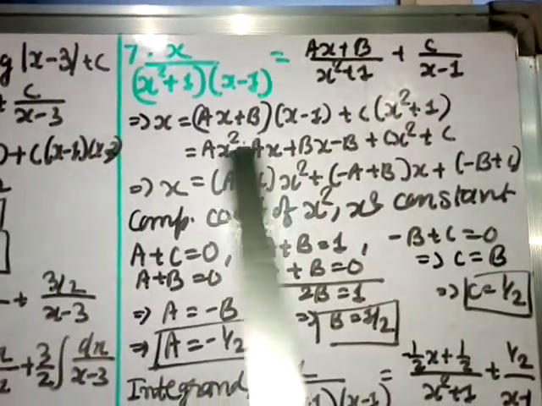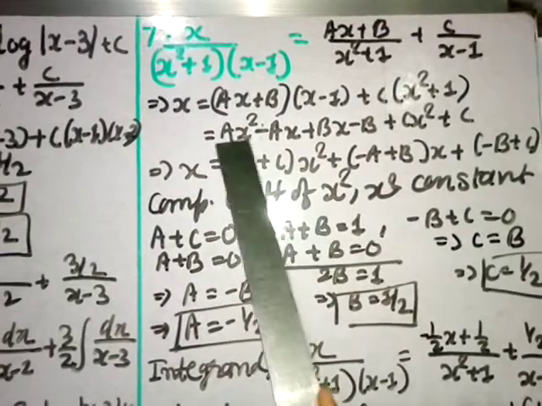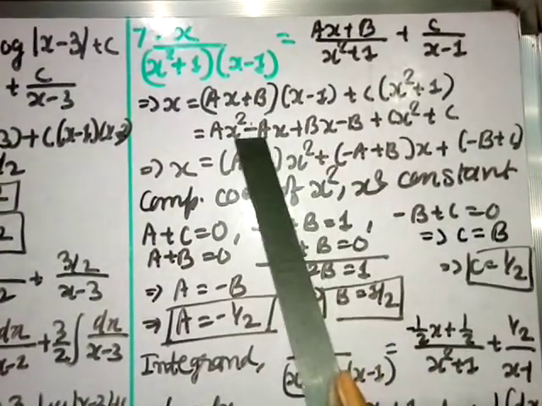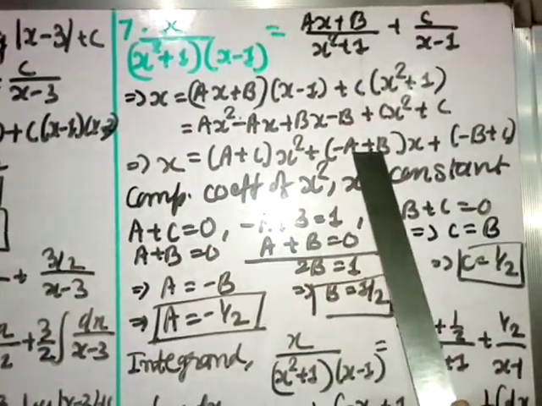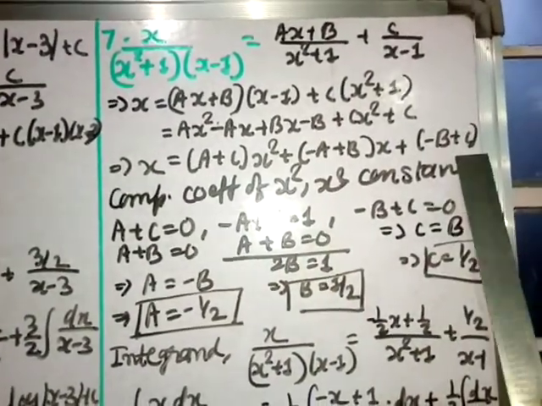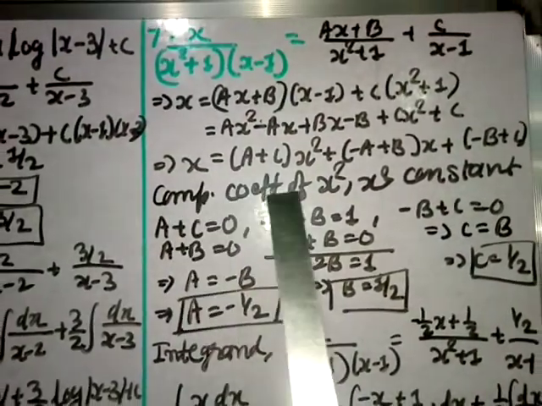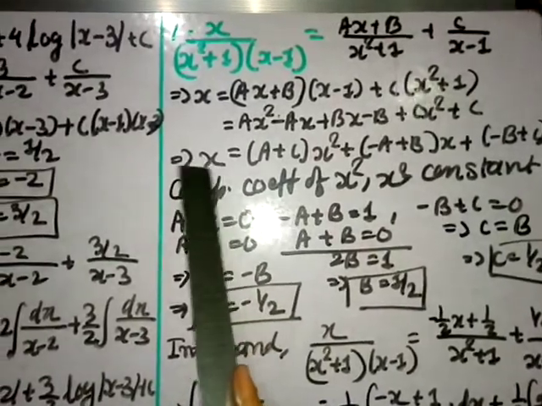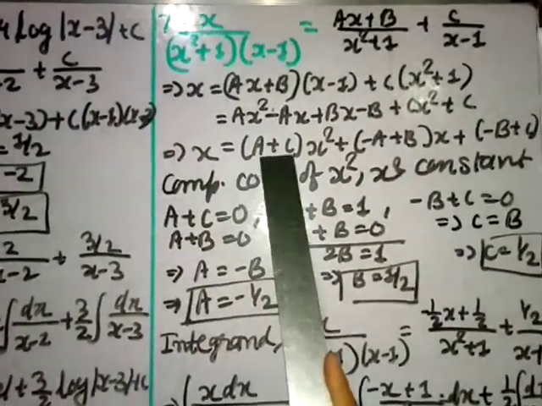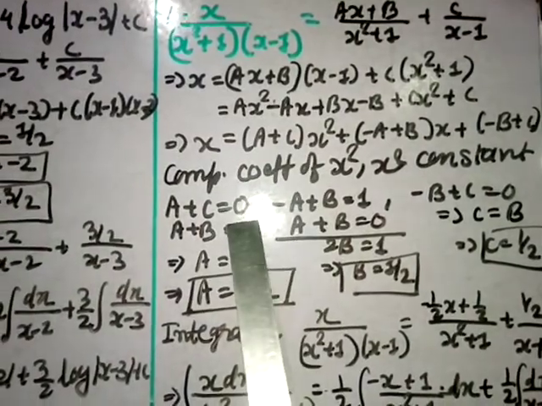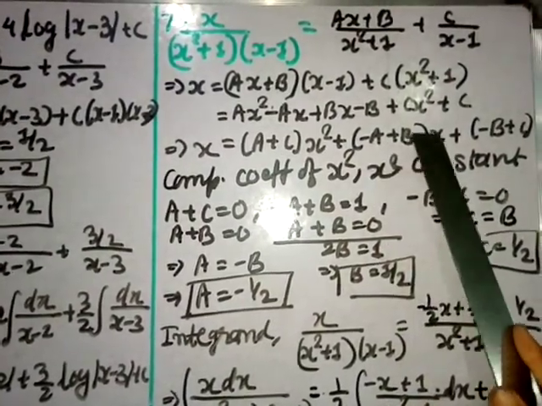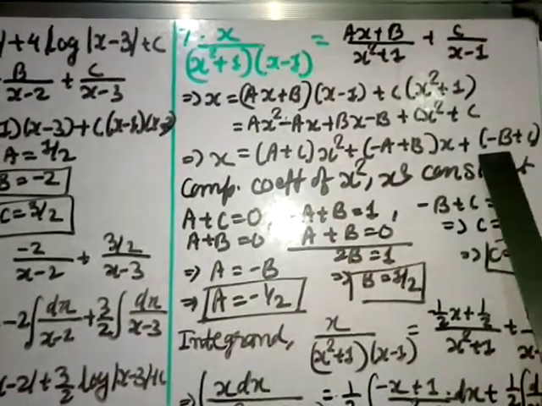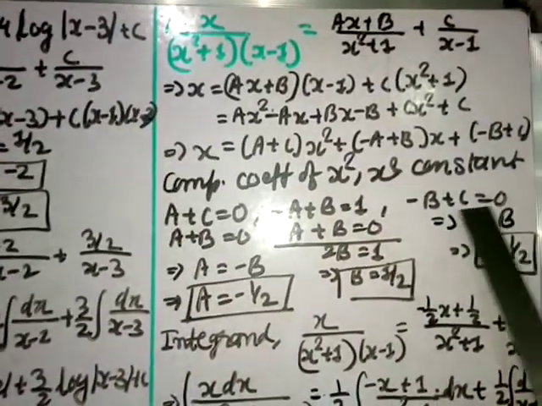Okay, then here this x square term together I am putting, so from here I am taking x square common, so a plus c here. Then from here I am taking x common, so here minus a plus b remains, and this minus b plus c constant term. This side is only x. Now comparing coefficient of x square, x and constant term. Okay, so here there is no x square term, no constant term, so they are 0. So here a plus c will be 0. Okay, minus a plus b is coefficient of x, so here x coefficient is 1, so minus a plus b equal to 1, and minus b plus c is a constant, here no constant, so equal to 0.